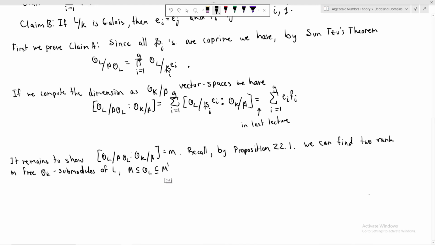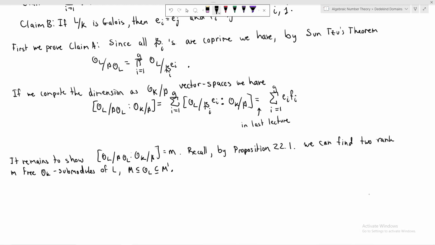So yeah, let's just pause here for a minute and think about what's going to happen next. Essentially, the idea is when I tensor with O sub K mod P, this is going to be a dimension M vector space. This is also going to be a dimension M vector space. And so we're going to sandwich O sub L mod P between two dimension M vector spaces. So it too will have to be dimension M.